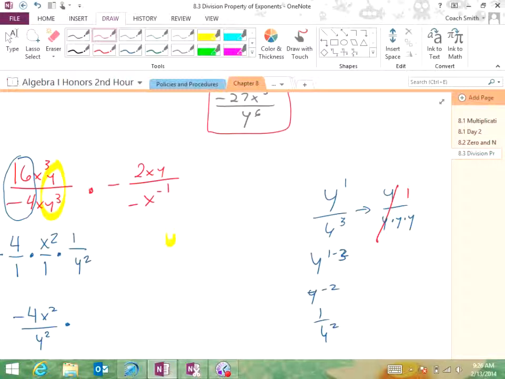Is the large one on bottom? If it is, put the answer on bottom. If the large one's on top, put the answer on top. And that's all there is to it.